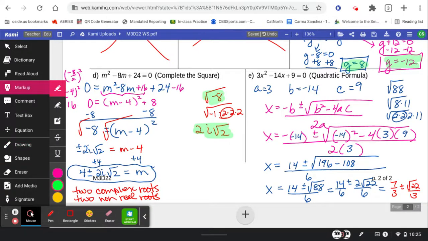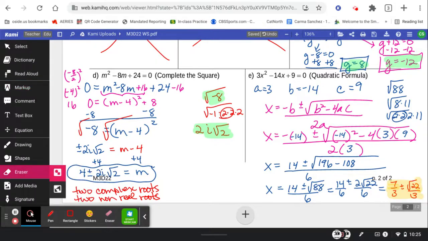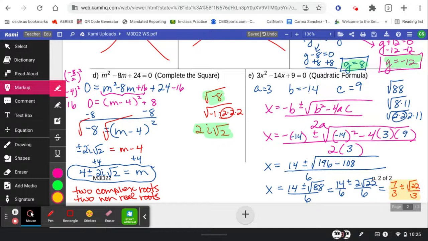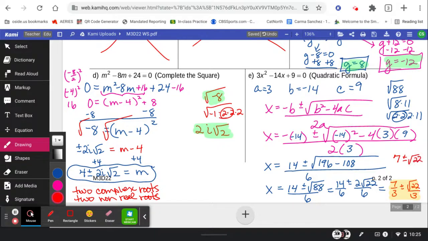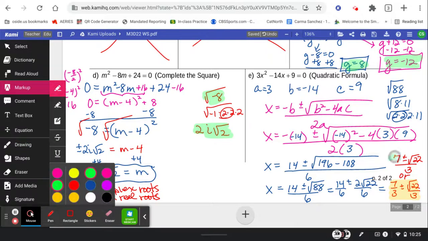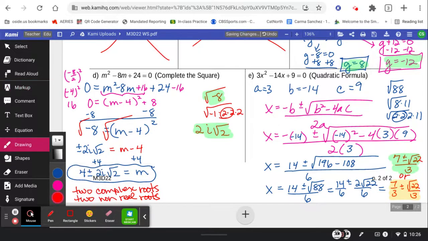How did you do? Okay, this is definitely a good one to keep practicing and practicing until you get it for the test. Simplifying at the end, oops, is good practice. Okay, so what's the other acceptable answer for this one if you didn't split it up? It would be 7 plus or minus root 22 over 3 as one happy fraction like that. Okay, homework done.